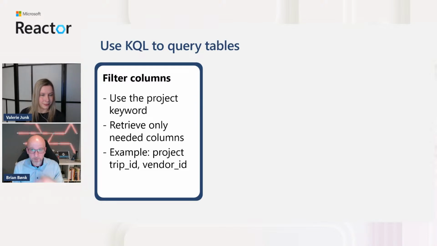To begin to query your tables, you are using the Kusto Query Language, and in it you will be able to do whatever you can in SQL, plus more. To filter columns, we use the project keyword. The project is a keyword inside KQL, and my own translation is: give me only these columns. So for example, as you see here in bullet 3, project trip ID and vendor ID. I only get those two columns, and then I can begin to work with that.